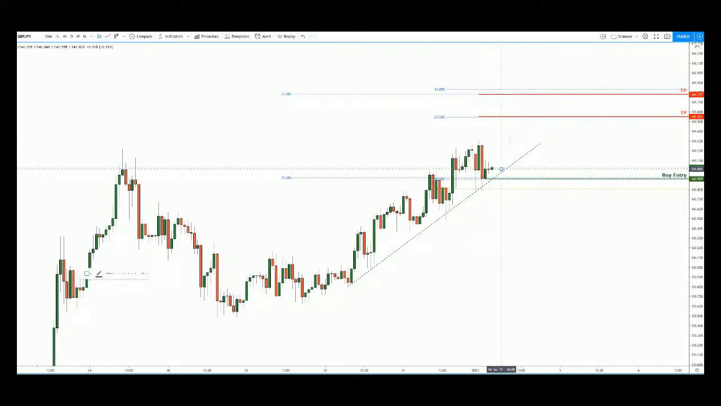So we're playing a push up, as long as we are above this level, price could very well come back to test this ascending trend line support and also this Fibonacci confluence area.